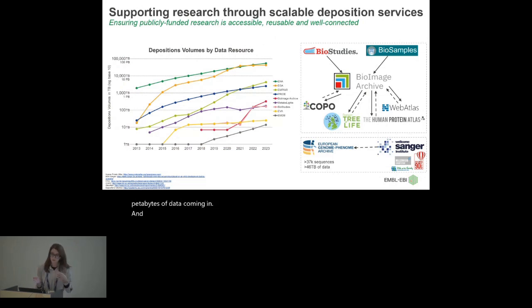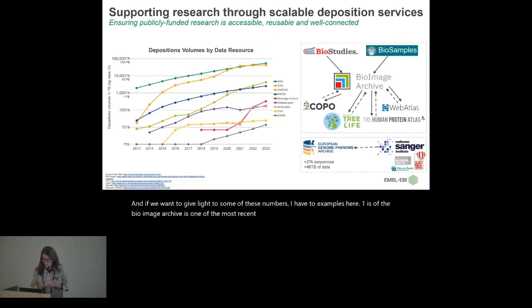And if we want to shed light on some of these numbers, I have two examples here. One is the Bioimage Archive, one of the most recent biodata resources, which stores bioimages. It is not a standalone resource. It has a lot of links, both with internal resources like BioStudies and BioSamples, and it also has data flows with external resources.